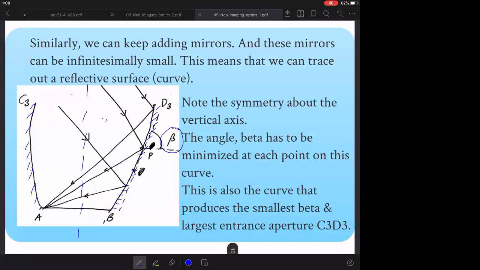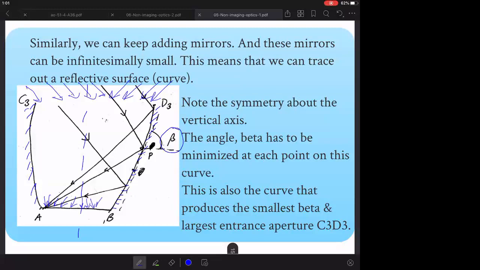I have a set of rays of light coming into this system, right? And the rays of light can come at any angle, within some cone of angles. And all of those rays are bouncing around within these two surfaces. The reflective surfaces are C3 and B D3, and they're all ending up down here.